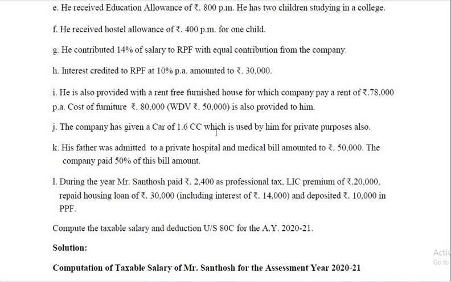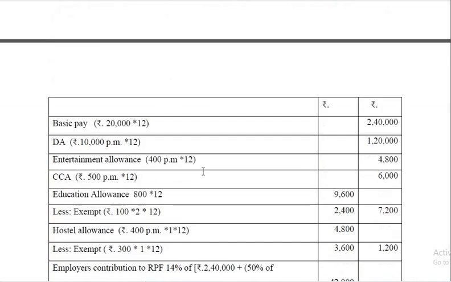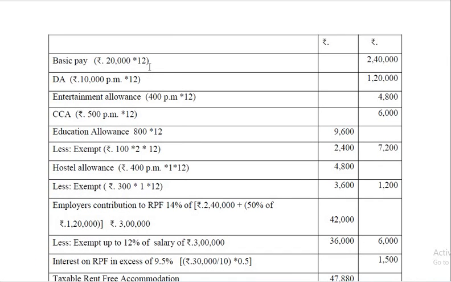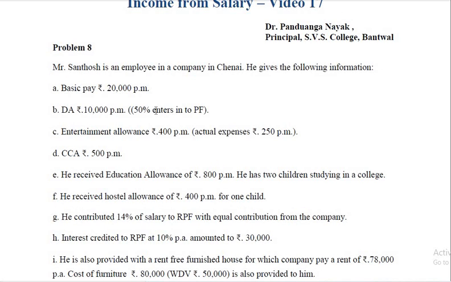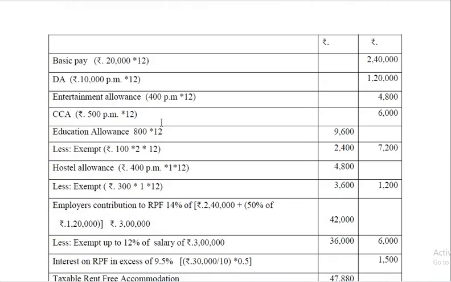Okay, so this is the problem. We'll go for the solution now. I have explained everything. Basic pay is taxable, DA is taxable, entertainment allowance is taxable. But here one thing you have to remember: in certain cases, only that part which enters into retirement benefit should be taken. I'll come to that. Entertainment allowance is taxable whatever the expenses incurred by him, that is immaterial. Deduction is available only in the case of a government employee, and here he is not a government employee.